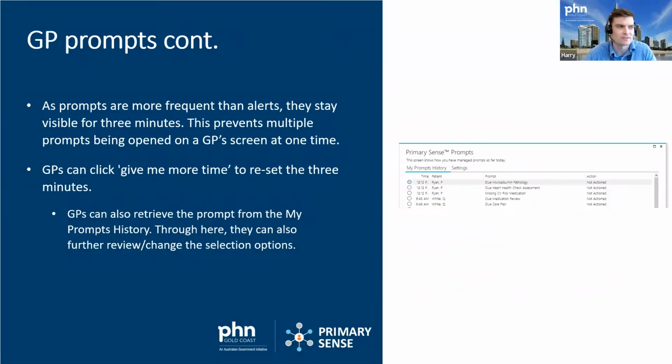As prompts are more frequent than alerts, they stay visible for 3 minutes on the GP screen. This prevents multiple prompts being opened on a GP screen at the same time. GPs can also click give me more time to reset 3 minutes. GPs can also retrieve the prompt from the prompt history. Through here, they can further review changes to the selection options they've previously made. As you can see here is the Primary Sense prompts, which can be retrieved through the history. And in the demonstration at the end, I'll actually share example prompts on my screen and how GPs are to action these prompts.